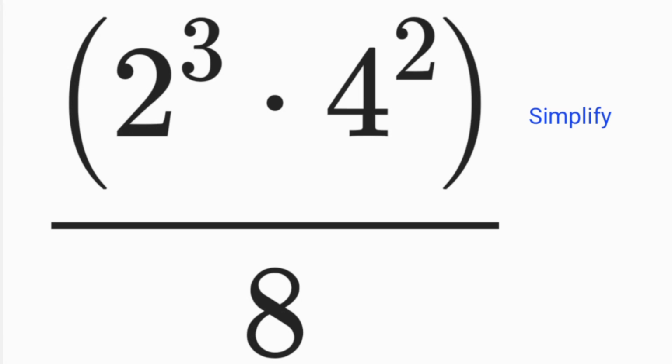Hello, everybody. So we have this problem before us. We're gonna do this real quick. As you can see, we have these exponents, indices, whatever you say. We have a bracket, or parentheses. We have 2 to the third power, a dot, that's a multiplication sign, and we have 4 to the second power, all over 8, right?